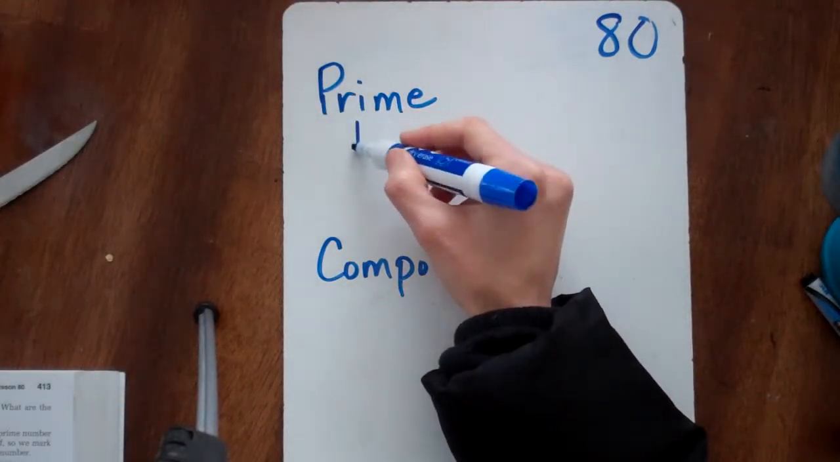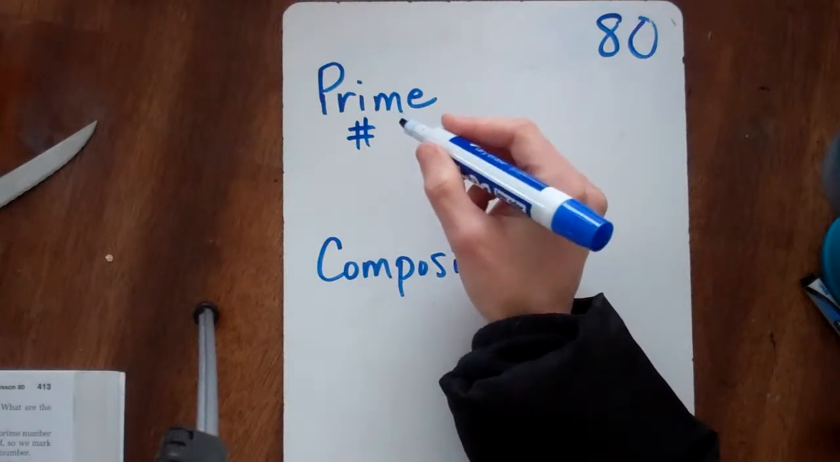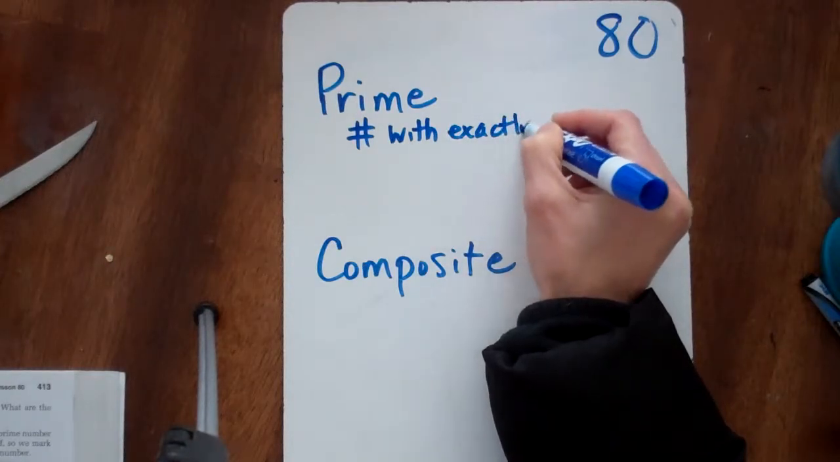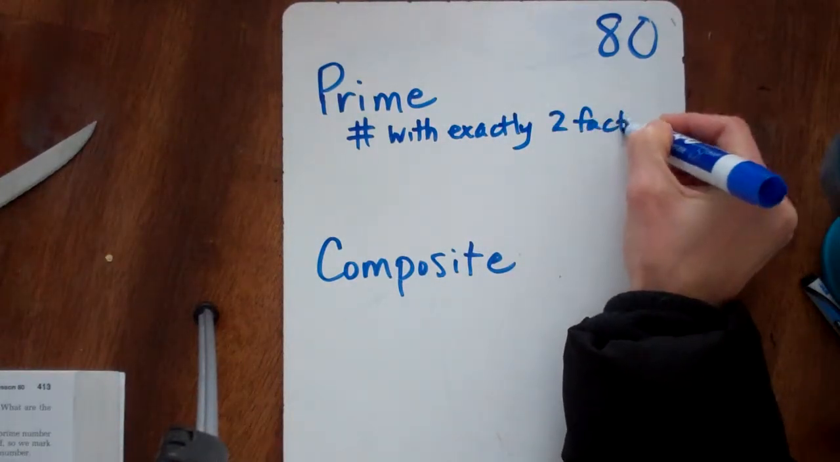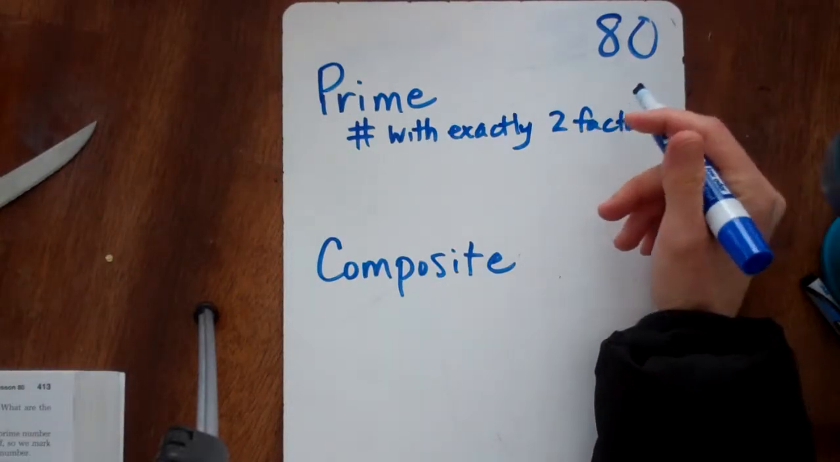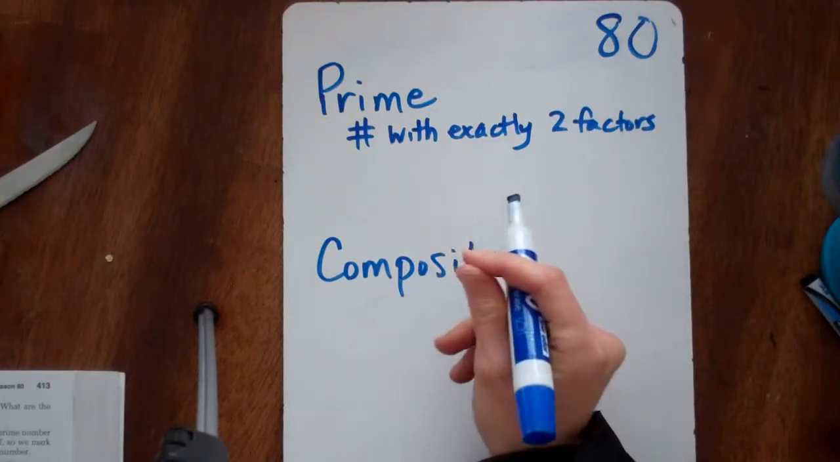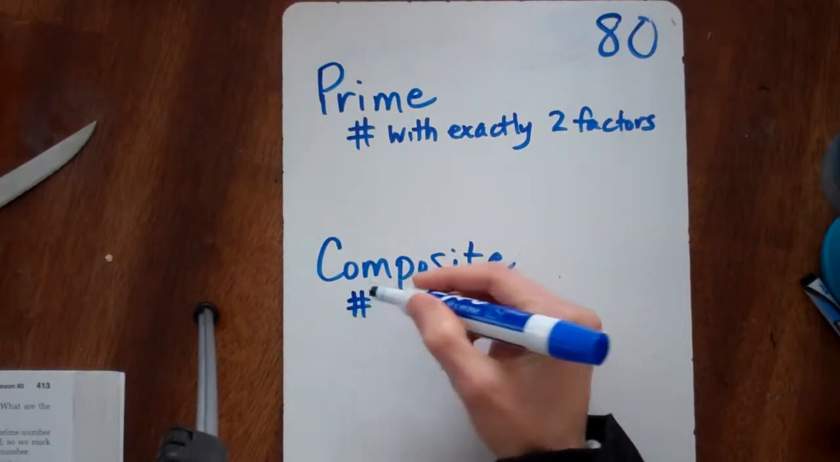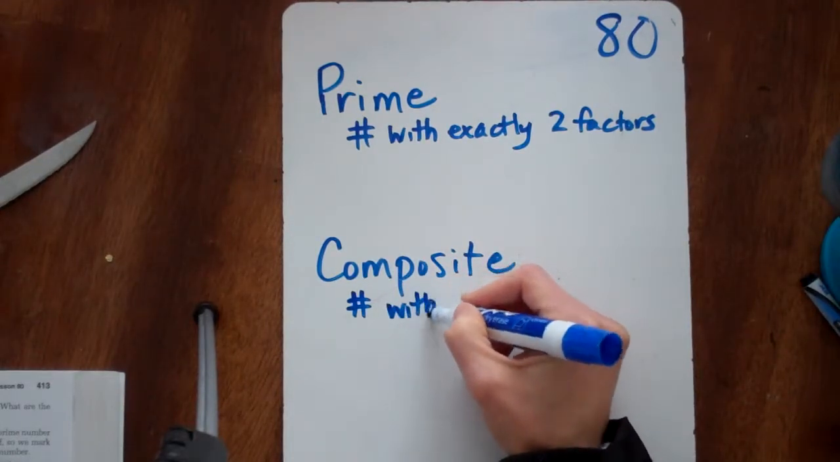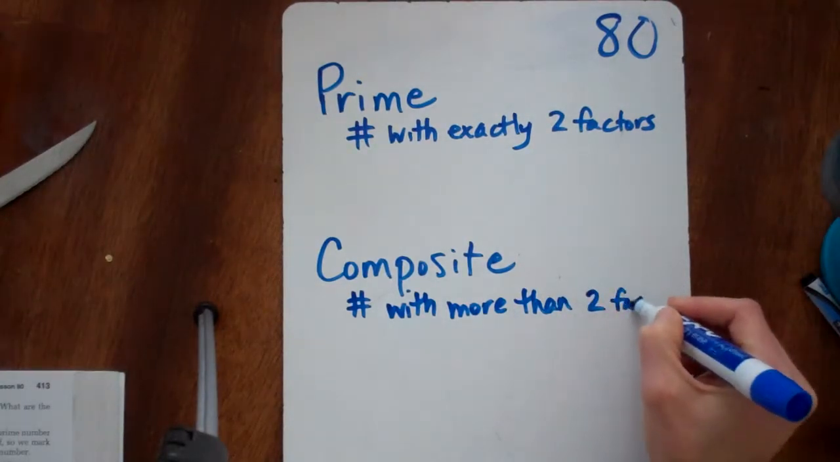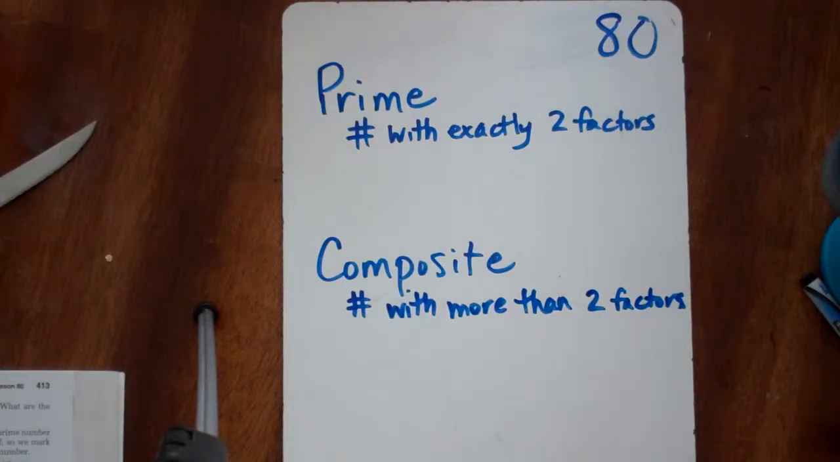A prime number is a number, I'm just going to put that little number sign, is a number with exactly two factors. Okay, I'm going to explain to you what that means exactly, but just write that down for now, alright? And then a composite number is a number with more than just two factors. Okay? So go on and write that down. I'll give you a little bit of time to write that, and then we'll talk about what this looks like exactly and give you some examples.